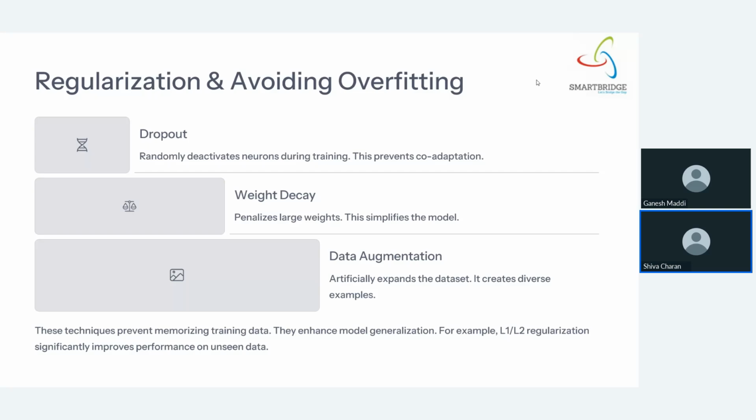And then comes weight decay. Weight decay penalizes the large weights and simplifies the model. All these things you have already seen, but you just need to recall the concept. That's it. And we also have data augmentation. What is data augmentation doing? Expanding the dataset. It will create diverse examples.